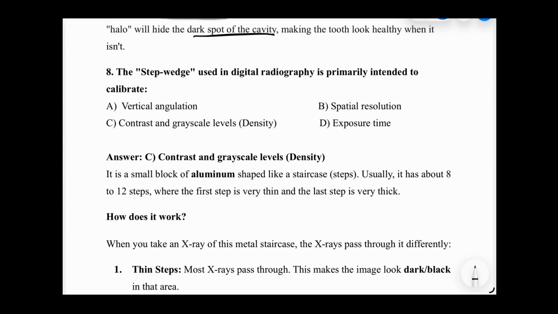Next, the step wedge used in digital radiography is primarily intended to calibrate what? So the answer is contrast and grayscale level. So let's see what a step wedge is. It is a small block of aluminum shaped like staircase steps. Usually it has about 8 to 12 steps where the first step is very thin and the last step is very thick. How does it work?